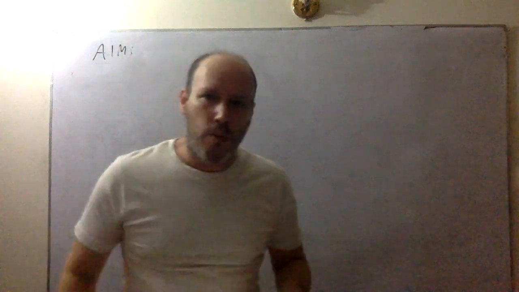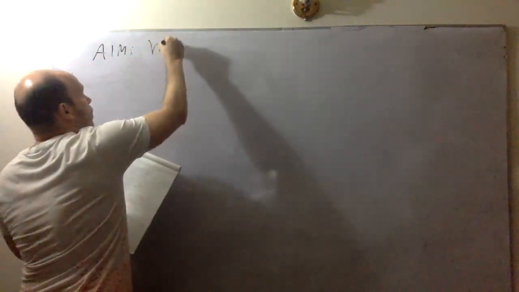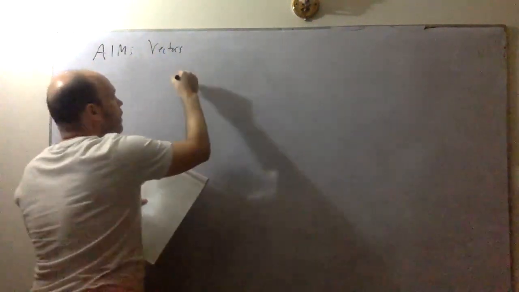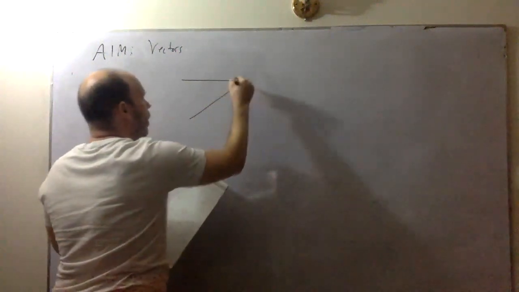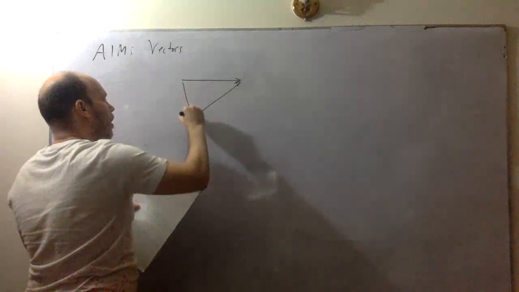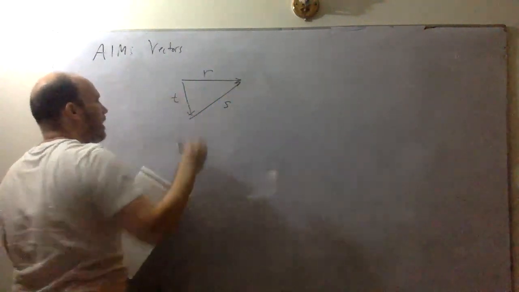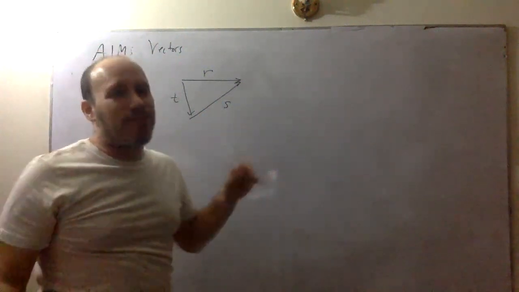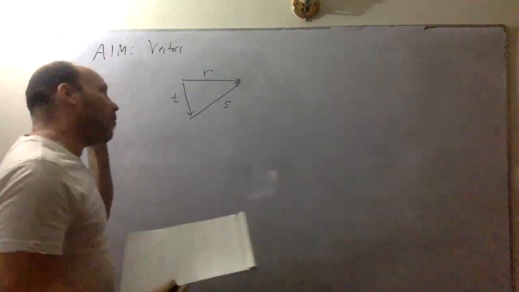Okay, let's keep going with vectors. So the question was the idea of, once again, vectors are journeys. If you see a diagram like this, let's call this R, let's call this S, and let's call this T.